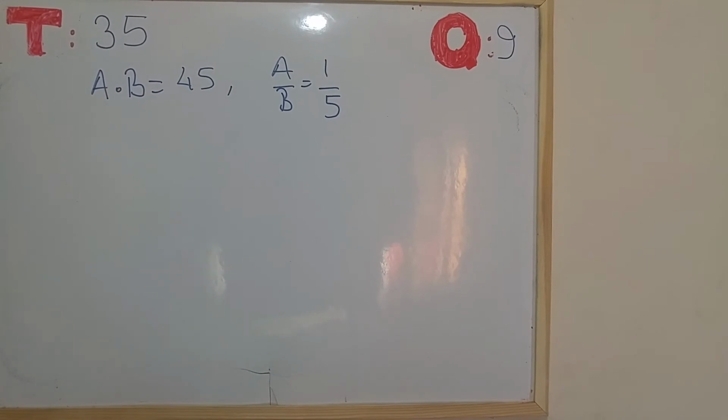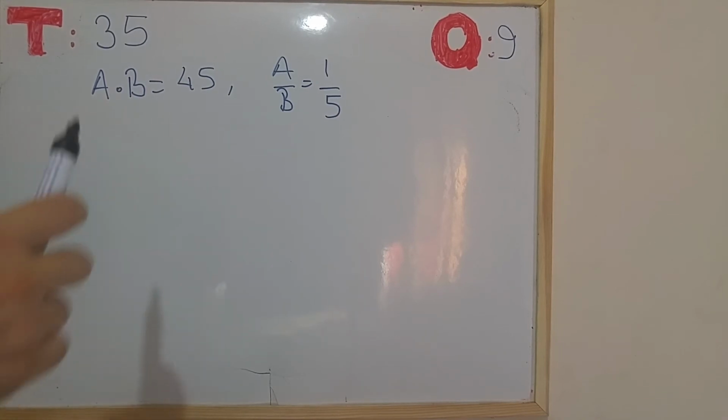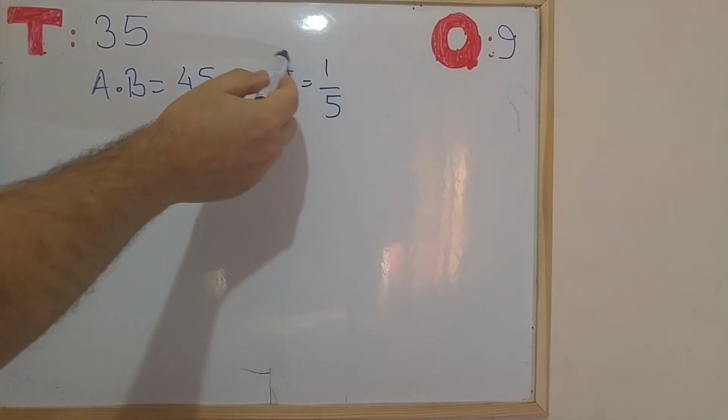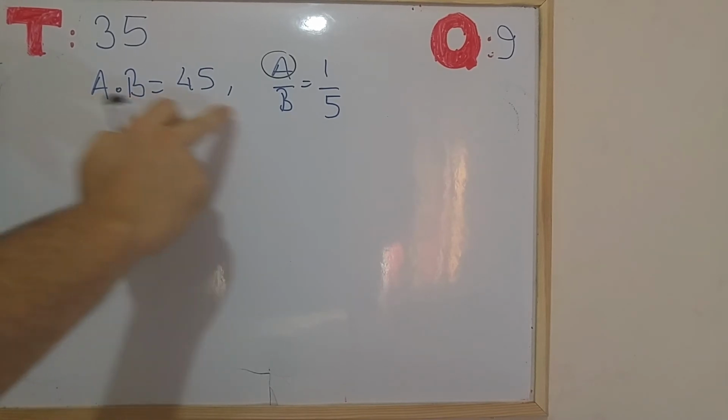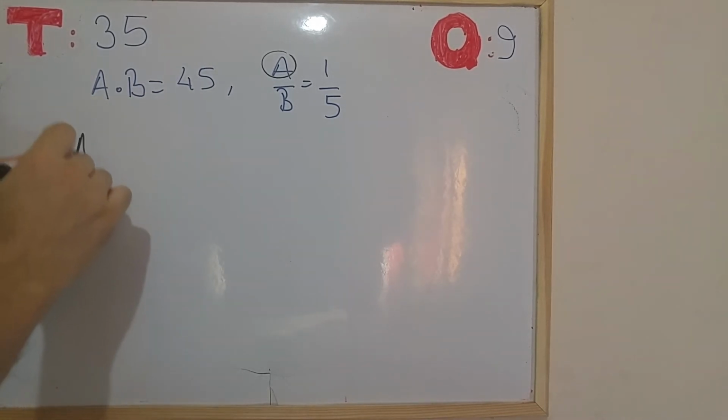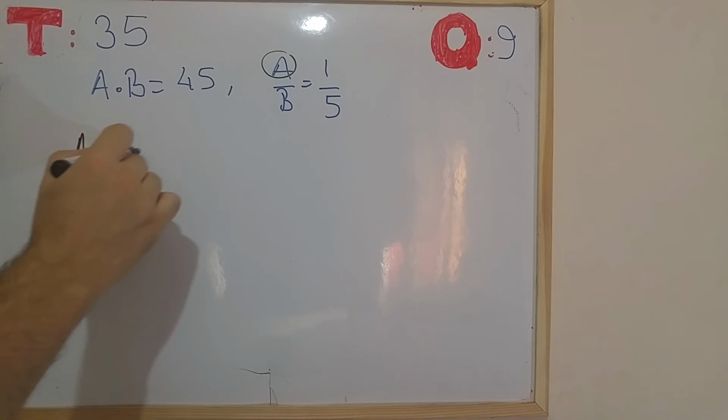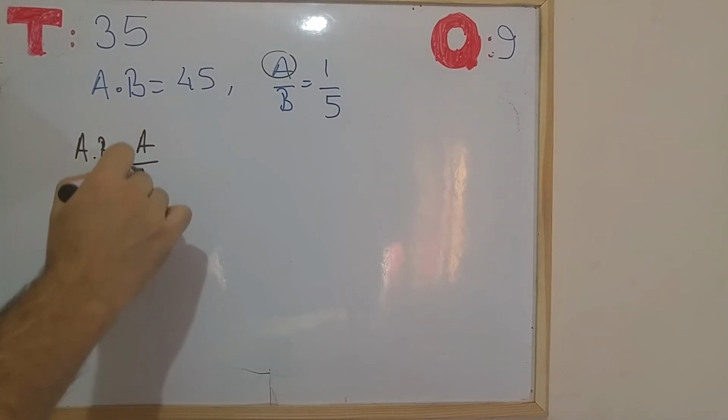This is what we have. a times b is equal to 45 and a over b is equal to 1 over 5. The ratio is 1 to 5. So here, as we see, a will come out to be the small number. And let's calculate a square by multiplying these two. That is a times b times a over b.